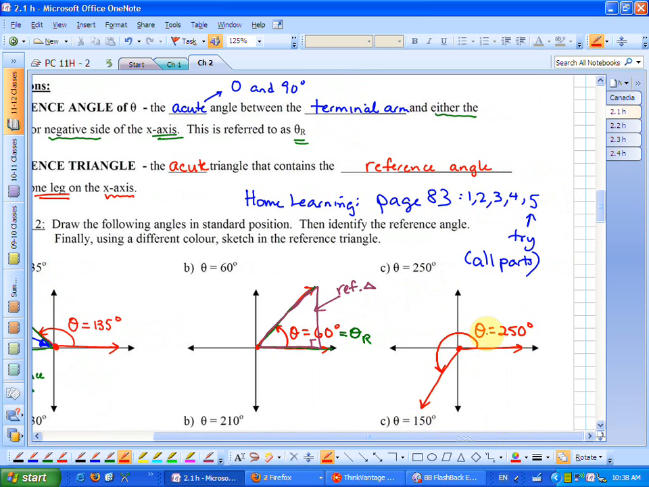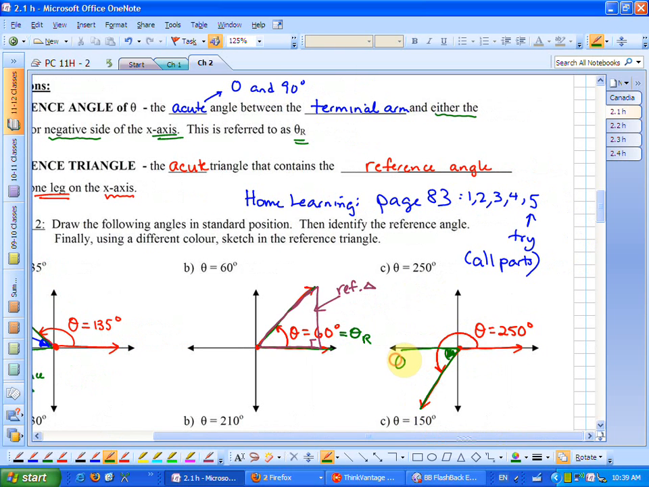And then now, once again, I'm going to ask you to find the reference angle. If you're not too sure, look at your definition again. It's the angle created by the terminal arm and either the positive side or the negative side of the x-axis. In this case, which one would you like to use? Yeah, the negative one here. So here's your reference angle.